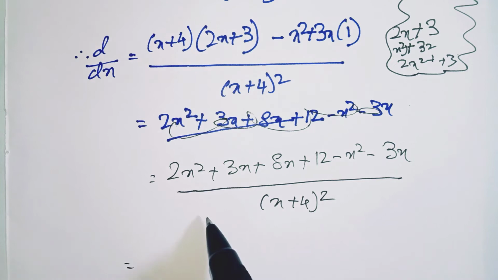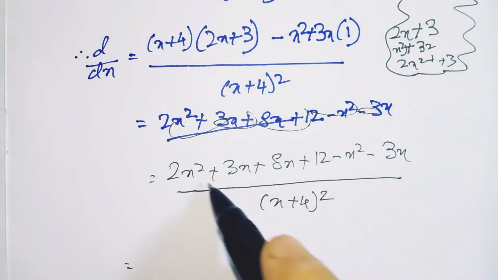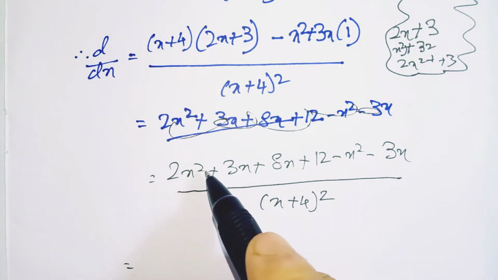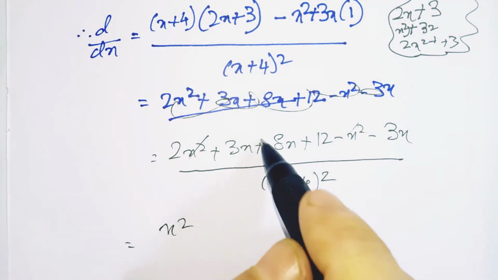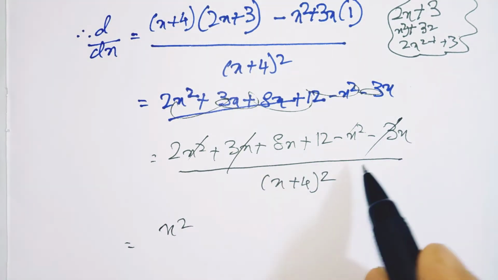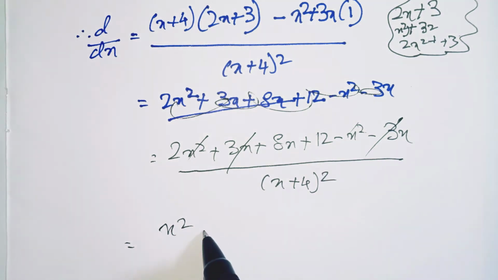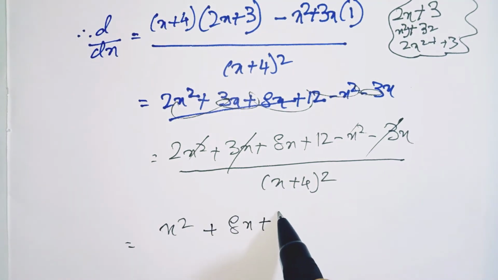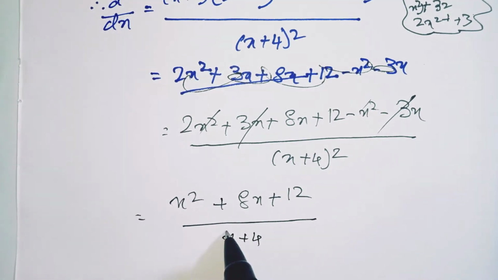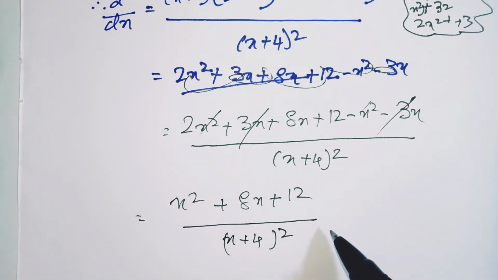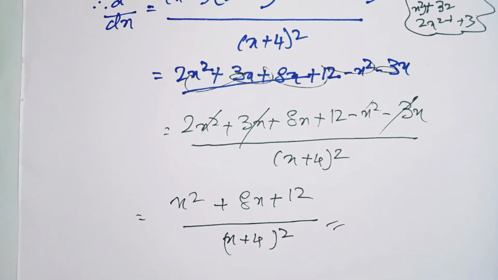Now further solving, this 2x squared and this x squared, not cancelled out, but it would be x squared, right? And this 3x and 3x would get cancelled out, and then we are just left with x squared plus 8x plus 12, whole divided by x plus 4 whole squared. So this more or less gives you the answer. If you want to factorize and solve it further, you can do that. So this is how we are solving the quotient rule.